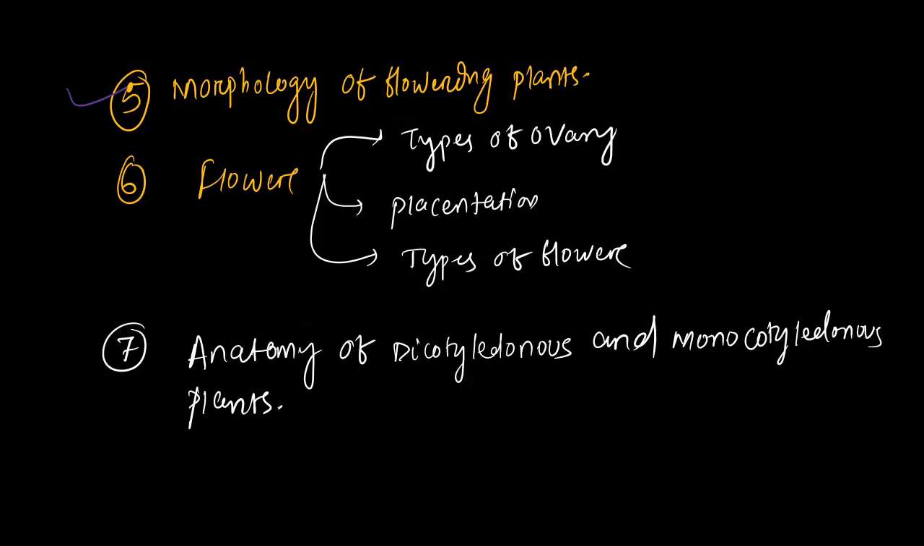The next topic is morphology of flowering plant. Sixth, flower. In this flower, mostly the types of ovary and placentation and types of flower.